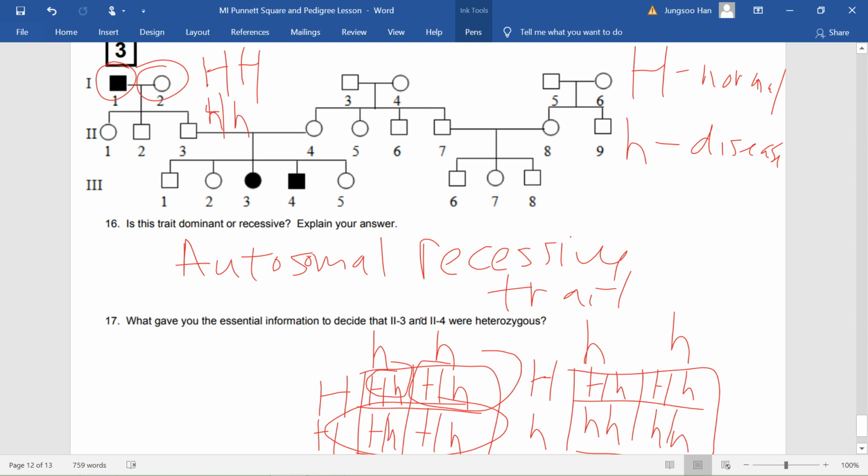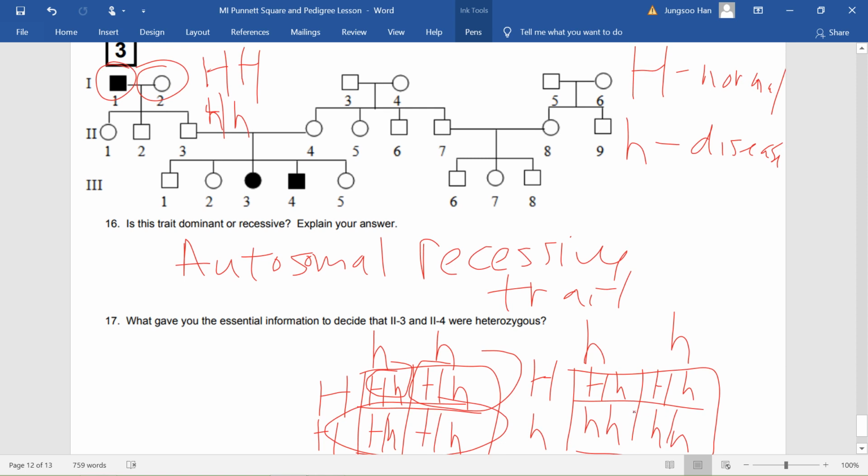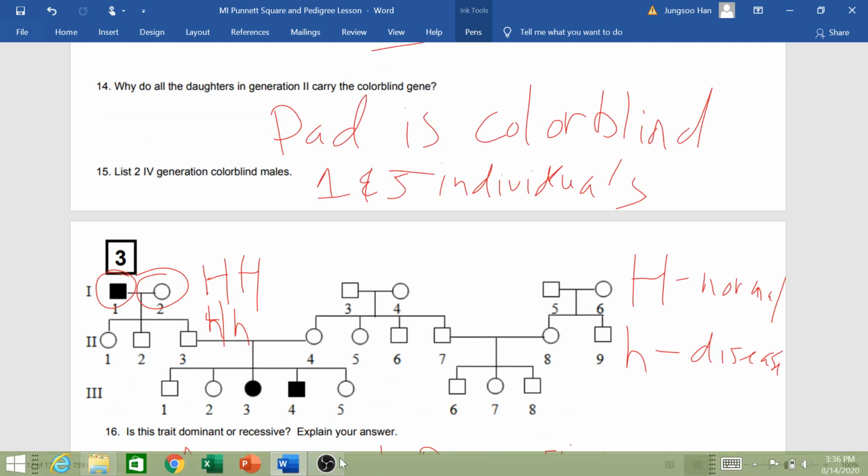If the mother, individual 2 in generation 1 right here, was big H, little h, again, there's a 50% chance her children would have the disease. And she had 3 children, and since none of them have the disease, most likely that's not her genotype. And that's it, guys.